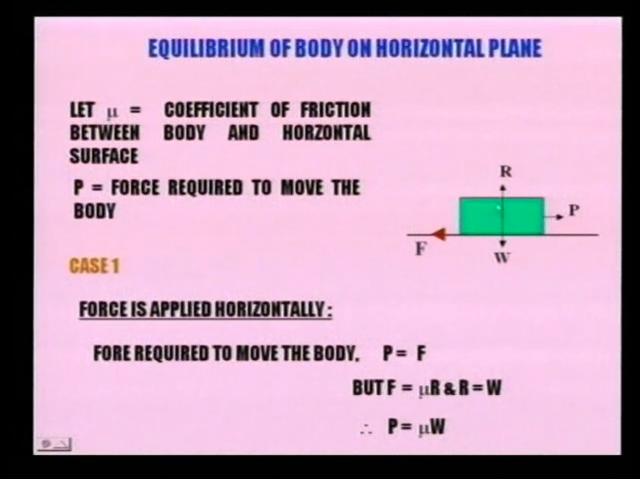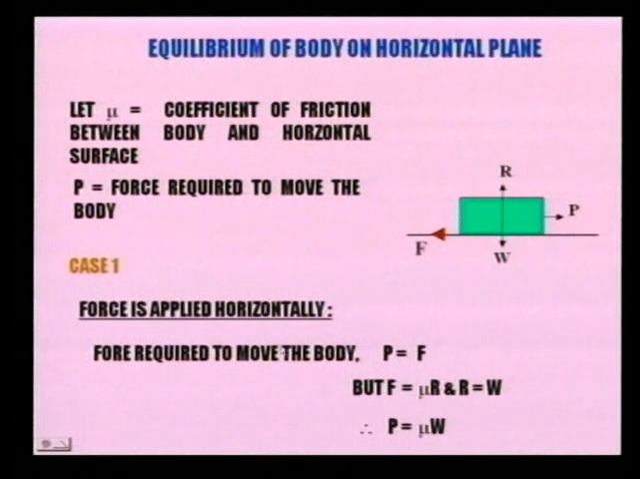And if you apply the force P, that is the pulling force, to move the body in the rightward direction, there is going to be a frictional force F in the opposite direction. So mu is the coefficient of friction between the body and the surface. P is the force required to pull the body.